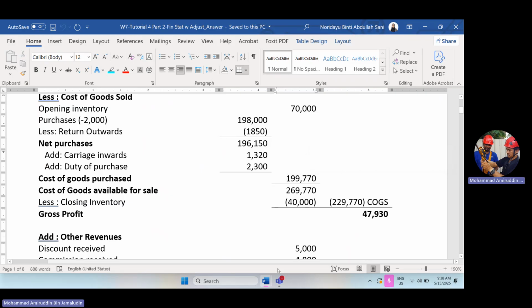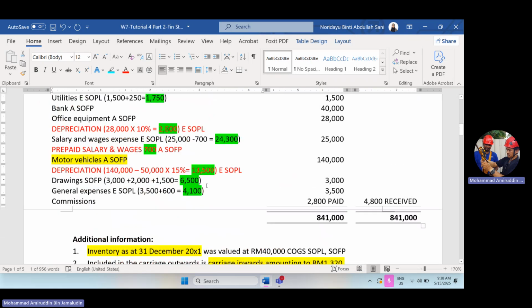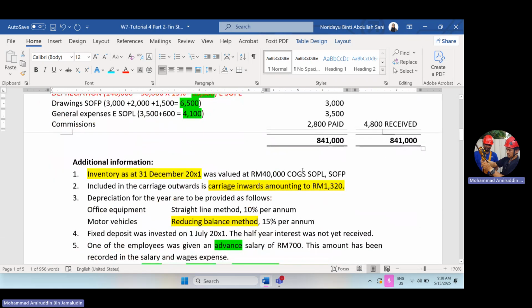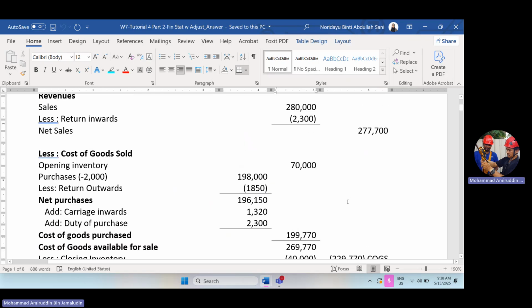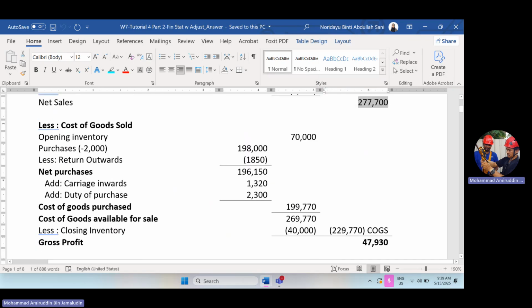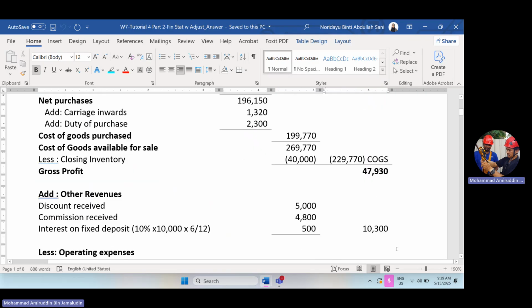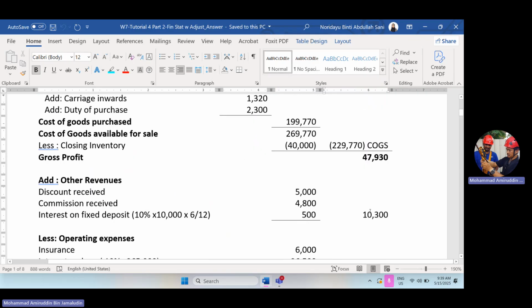Then only we minus our closing inventory in the additional information here. So done with this, right? COGS minus closing inventory, we will get 229,770. Actually, this is your COGS. So net sales minus COGS, we get positive. So gross profit 47,930.